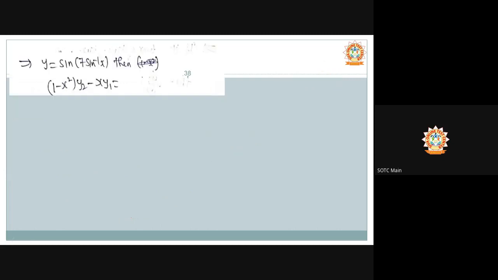Now try to see the next question. y is equal to sine of 7 sine inverse x. Then 1 minus x square into y2 minus x into y1 is equal to. Questions like this basically come in differential equations, right? So it is purely based on the options. We will try to solve it here only, right?